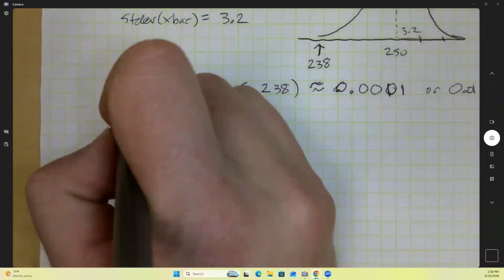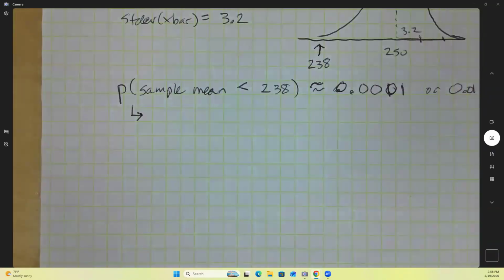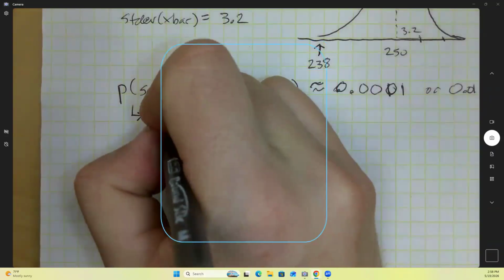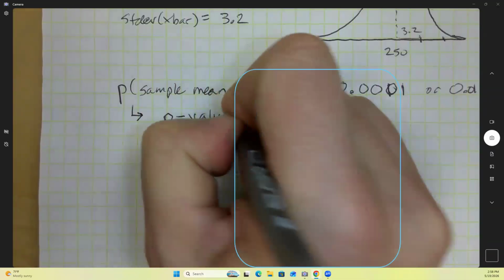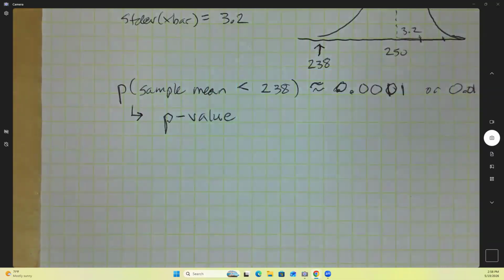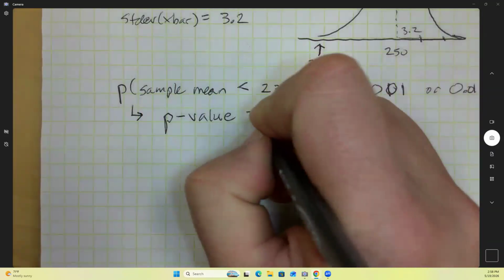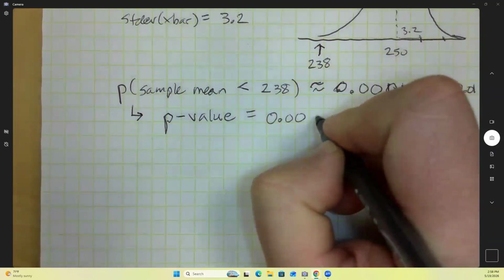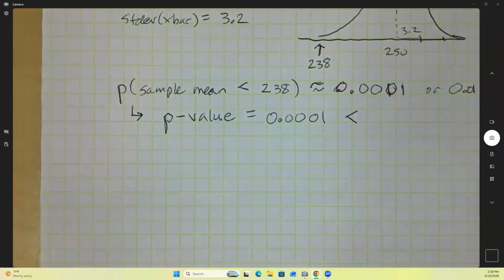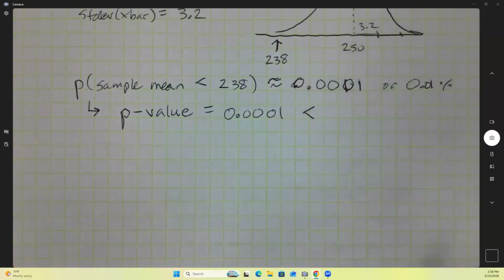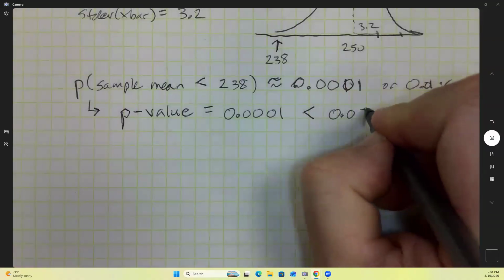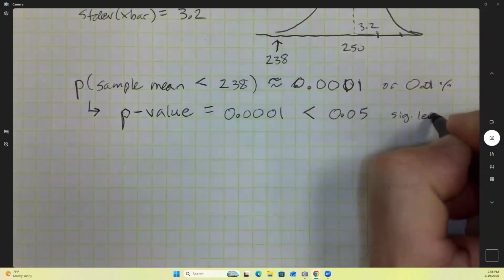The fancy word for this probability, do you remember? This is called the p-value. But if you always want to think about it as the probability of observing data more extreme than what you have, that's good because that's what it actually is. So the p-value is about 0.0001. Is that smaller than our cutoff? Yeah, that's way smaller than 0.05, which is our significance level.